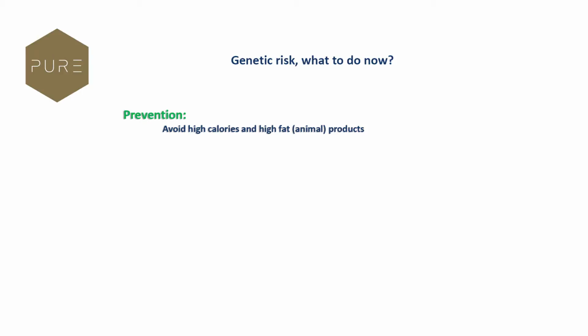One of the prevention advice things that we would have in the prevention program is avoid high calories and high fat intake or animal products. Then you should practice regular exercise. This all reduces the risk of prostate cancer. Avoid alcohol as a risk factor. Follow a diet rich in vitamin D.